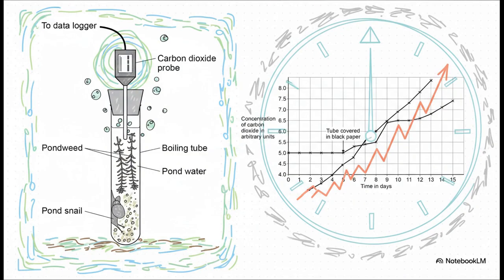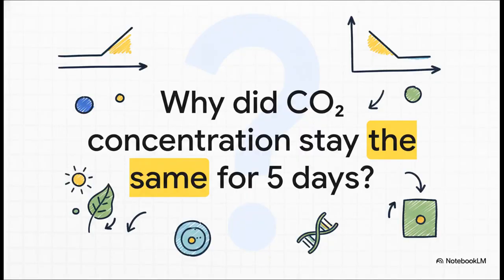So let's get our bearings here. What are we looking at? On the left, you've got the experiment set up, a sealed tube, some pondweed, a snail, and a little probe measuring the CO2. On the right is the result, a graph that shows what happened to that CO2 level over 15 days. Okay, look at the graph with me.